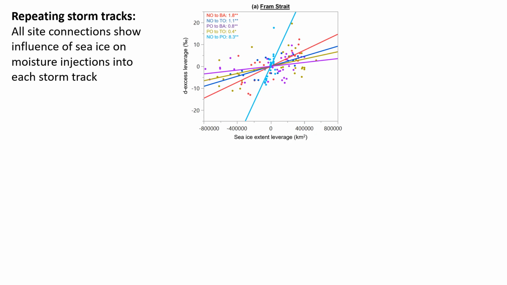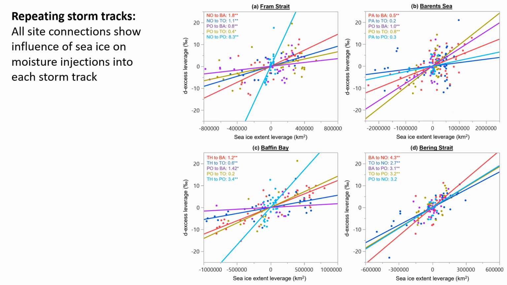Here's the Fram Strait plot again. We will next look at the other 3 tracks. Each of the 4 panels here is showing a similar concept: 5 sets of site connections, upstream to Polarstern, upstream to Barrow or Tulik, Polarstern to Barrow or Tulik, or the opposite direction for the Bering Strait track. The biggest takeaway from plotting this all together is that for all of the 20 site connections across the 4 storm tracks, we observe a positive relationship between the DXS difference and sea ice extent. 14 of these relationships are statistically significant and 2 more are marginally significant.